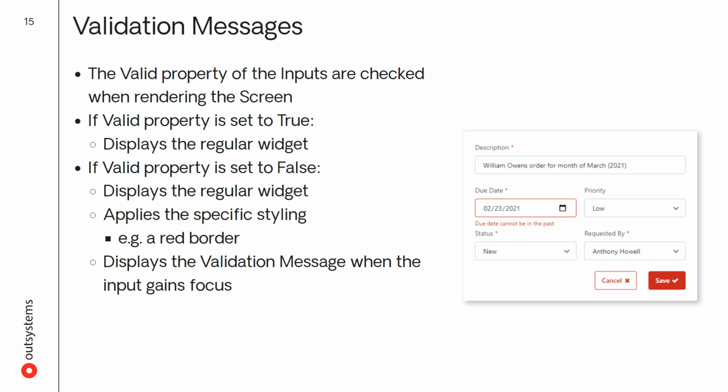When a screen with a form and input fields is rendered, the runtime valid property of each input is checked. If the valid property of the input is set to true, it means that the data in that input field is valid, so the screen only displays the regular widget. If the valid property is set to no, it displays the regular widget with a specific styling, for instance a red border, and the validation message when the input field has the focus. In this example, we have the due date input appearing with a red border, and the message due date cannot be in the past.